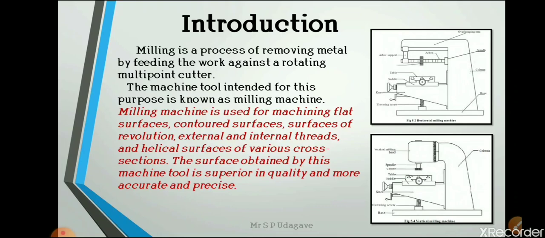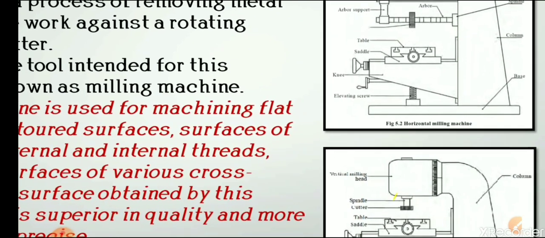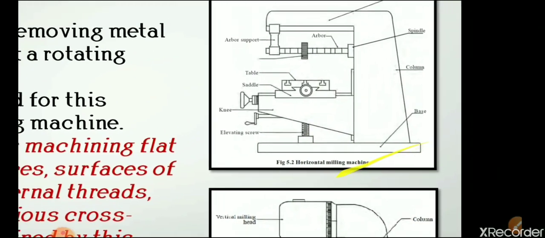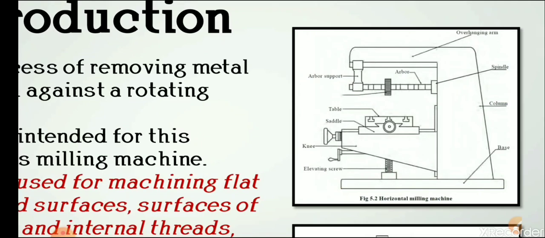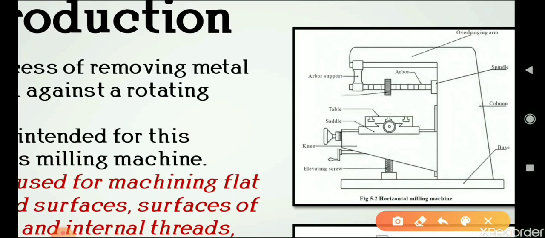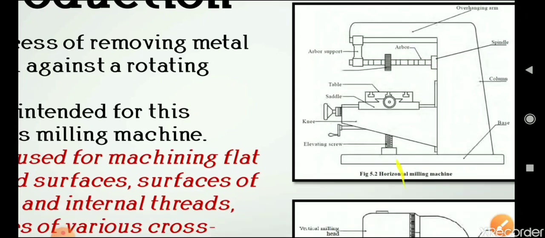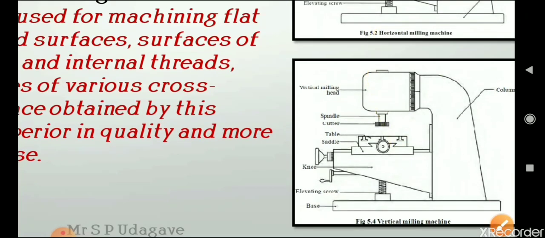In this slide we can see the two types of milling machines. The first figure shows the horizontal milling machine and its main parts. It is called a horizontal milling machine because of the horizontal arbor connected with the spindle, on which we mount the cutter, and which rotates horizontally. Similarly, the other type is the vertical milling machine. Now you can see the vertical milling machine.